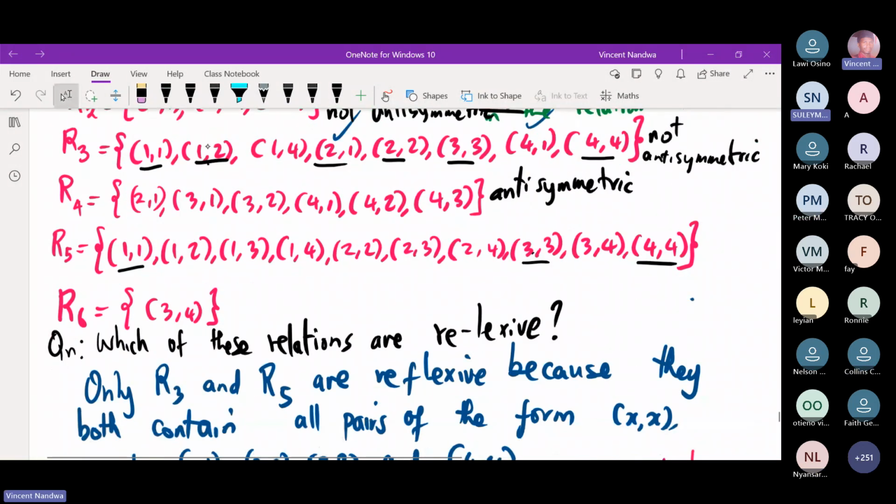Then R6, there is a 3, 4. Is there a 4, 3? No. So what's the verdict? Antisymmetric.